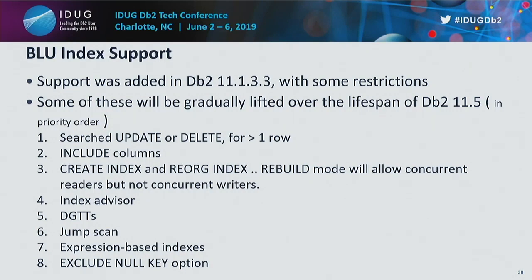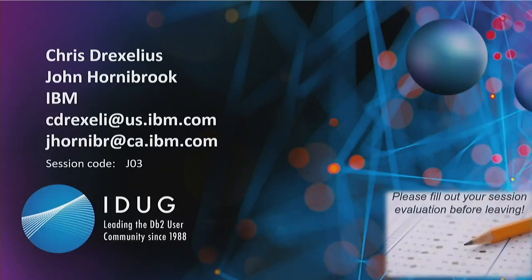After that, the remaining items on this list, in rough priority order, would be include columns, allowing concurrent writers during a create index or reorg index, and at some point index advisor. As we go down the list, the priority will probably be reevaluated as we get further into the 11.5 mod packs. At that point, that wraps up this session.